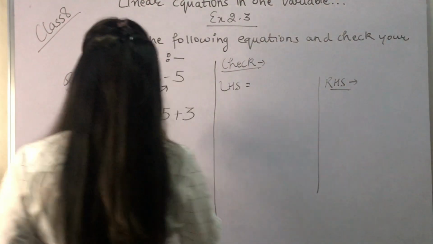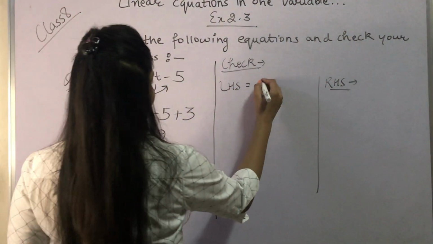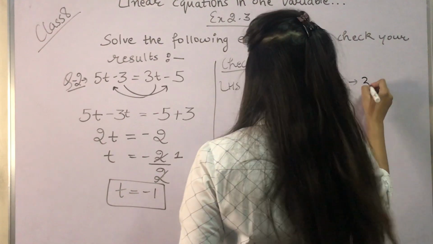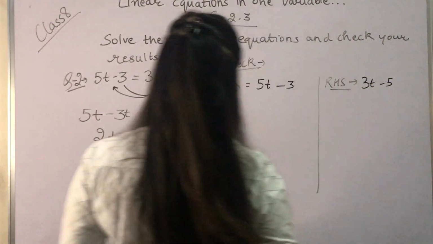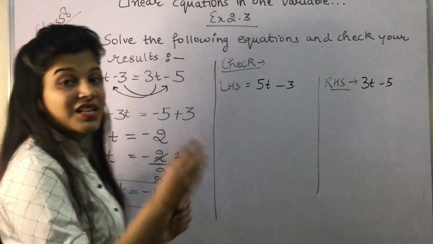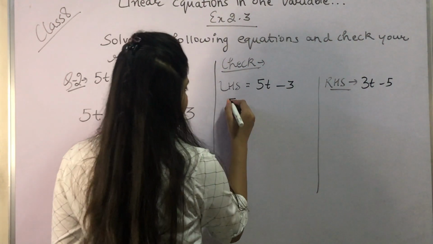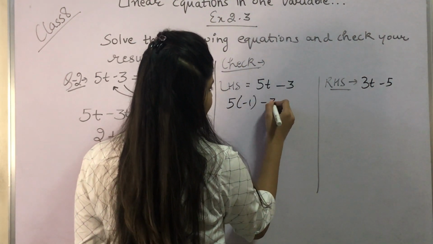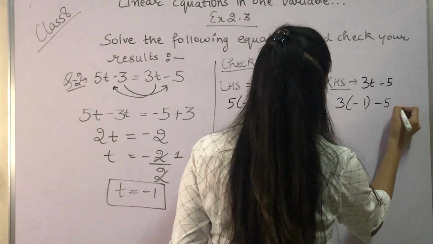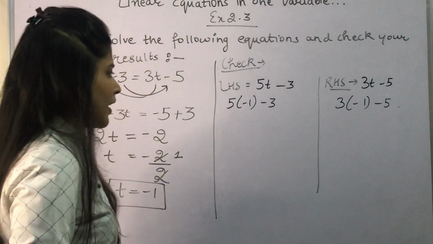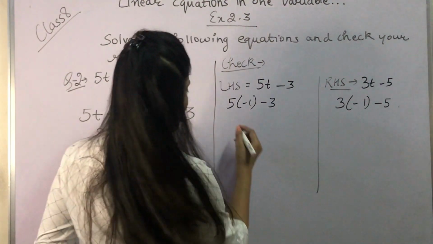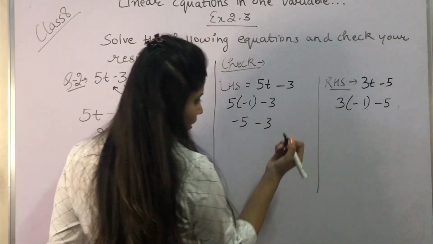Alright, LHS is 5t minus 3, RHS is 3t minus 5. Now we have to put the value of t, which is minus 1. So 5 times minus 1 minus 3, and 3 times minus 1 minus 5. Now 5 into minus 1 is minus 5. So minus 5 minus 3.